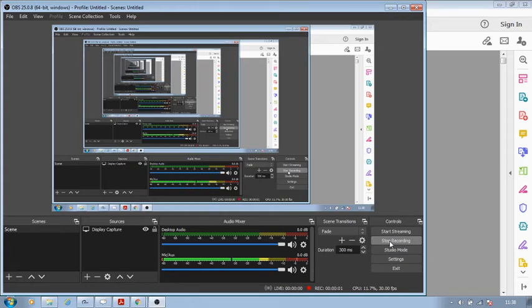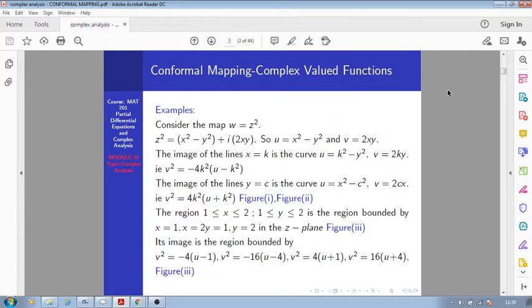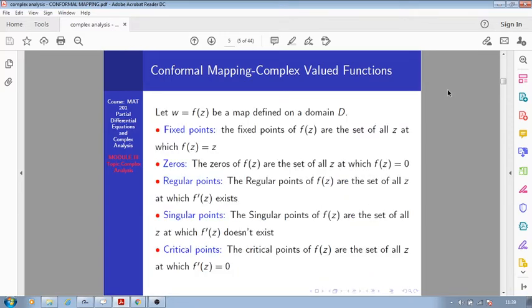If f of z is analytic and f dash z is not equal to 0, then that map will be conformal. The points where f dash z is 0 are called critical points, and at critical points the map will not be conformal. If f dash z is not equal to 0 and the function is analytic, the map will be conformal.